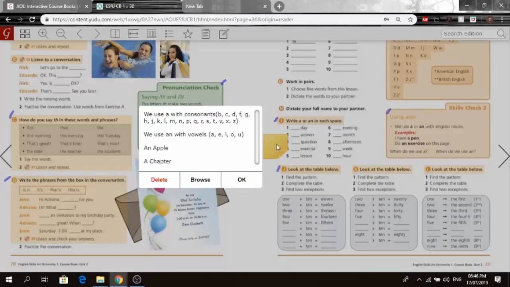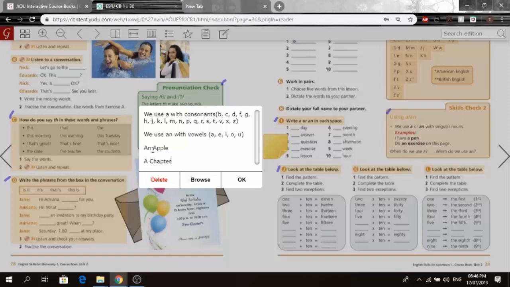So this is actually really interesting. So we use a alone with consonants. And what are consonants? Like I said before, consonants are basically the letters that are not vowels, okay? And we use an with vowels, okay? So A, E, I, O, U. So an apple, a chapter. You can see A is a vowel, so we use an.